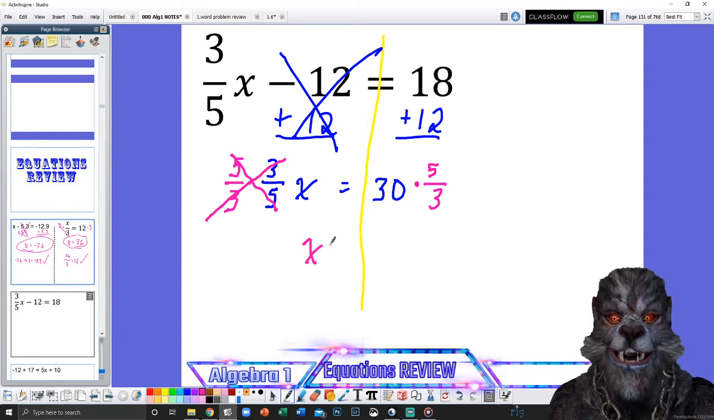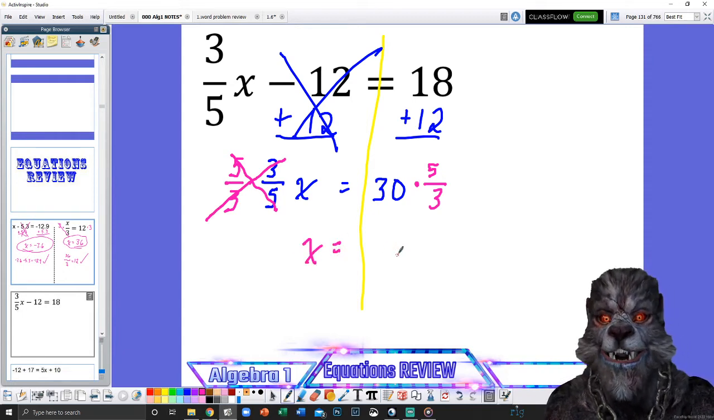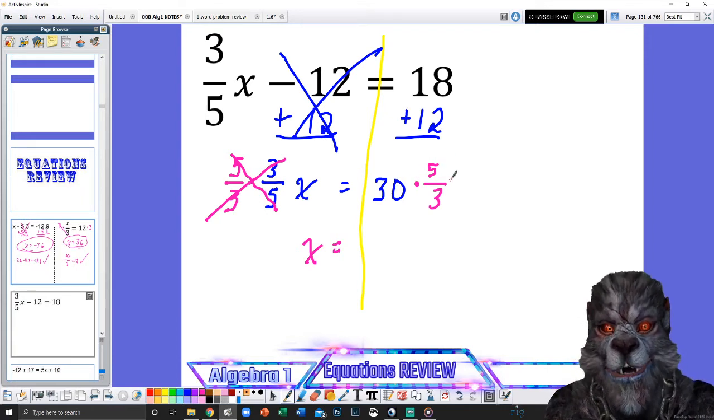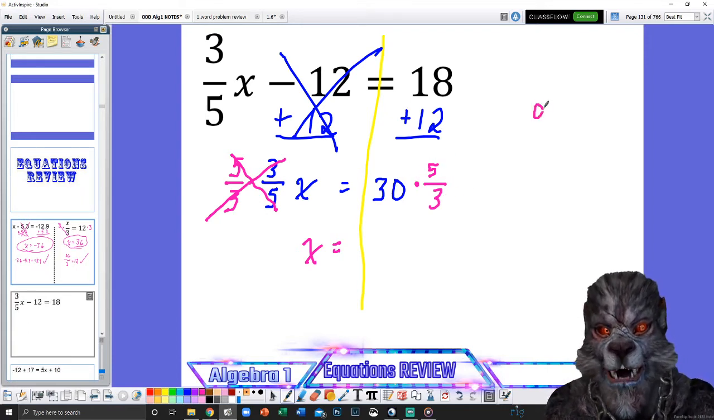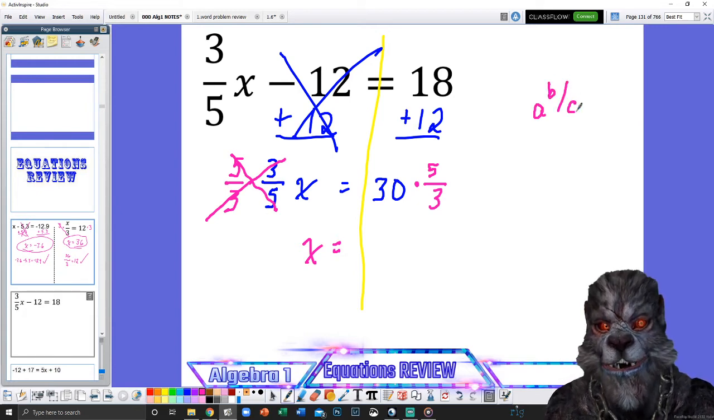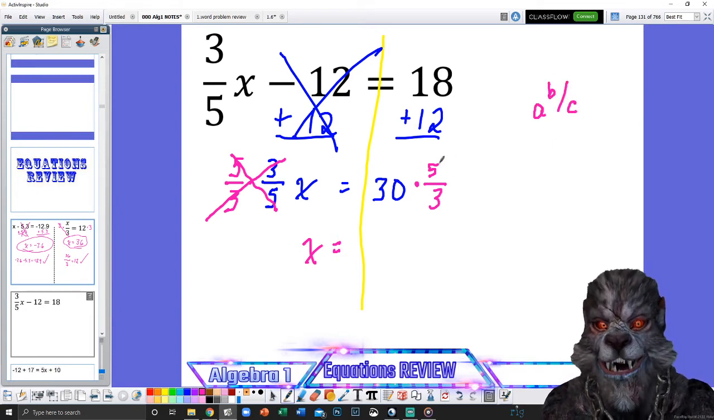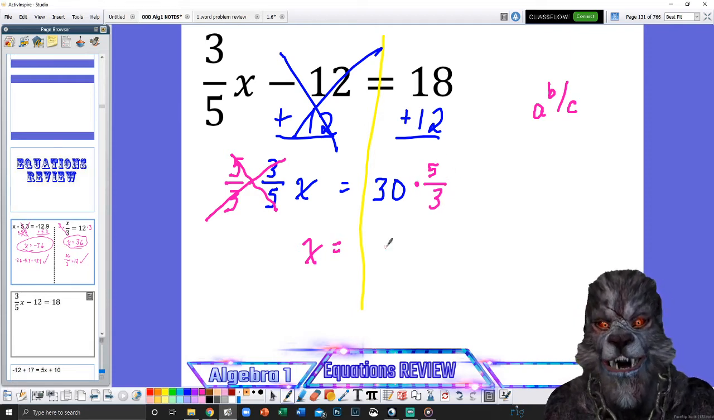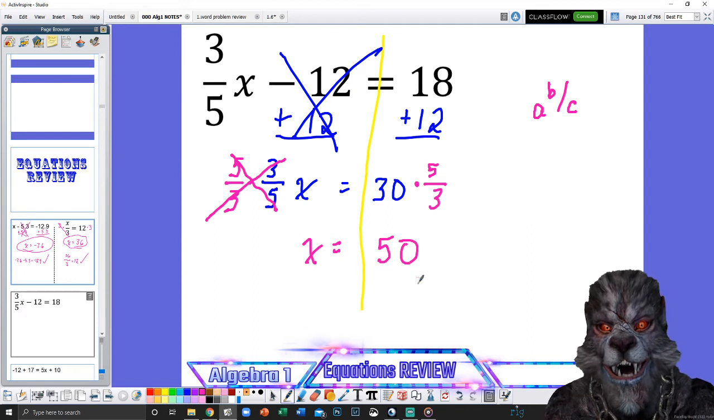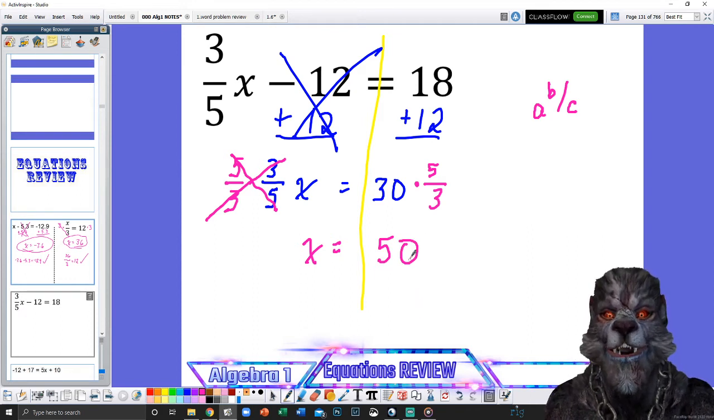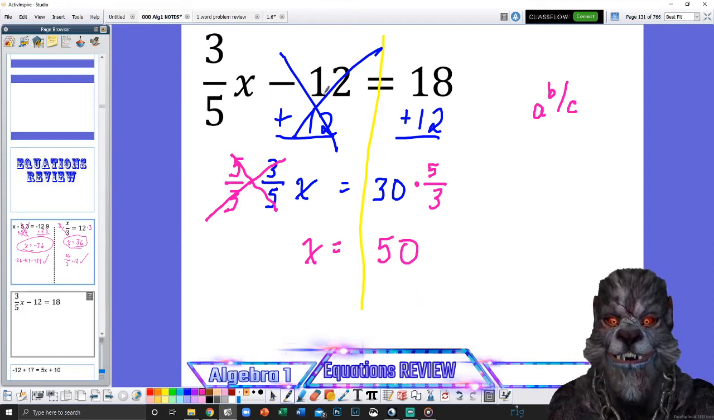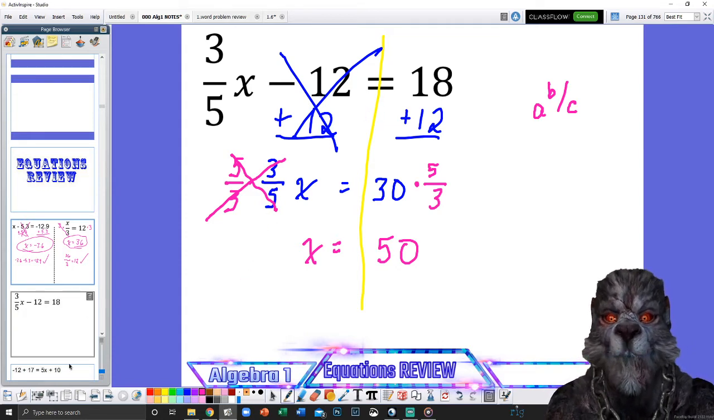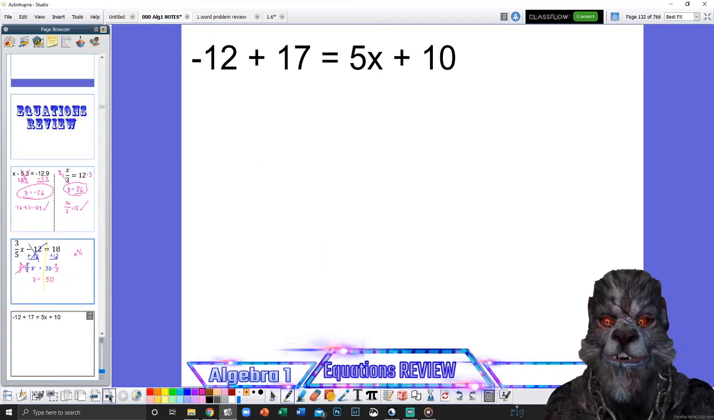That leaves me with x equals, and then on my calculator, I'm going to do 30 times 5 fraction key 3. Remember, the fraction key on your calculator looks just like this. Okay, so 30 times 5 fraction key 3. And when you do that, your calculator should have given you 50. As always, you can put the 50 there instead of x, type it into your calculator, and make it work. It would equal 18, which meant you were right. Alright, let's move on to the next one.